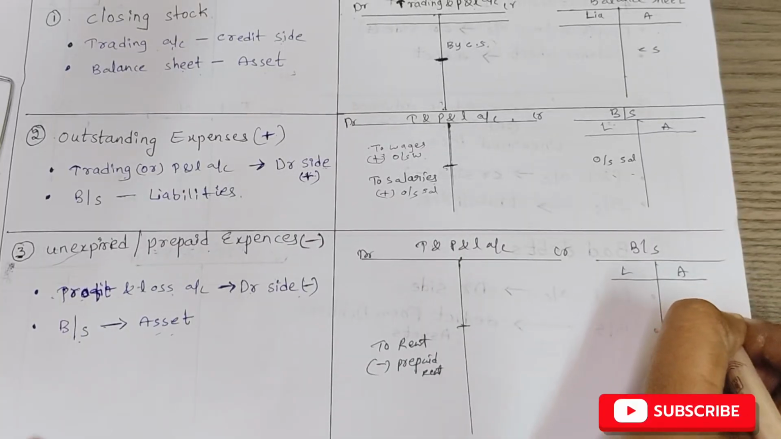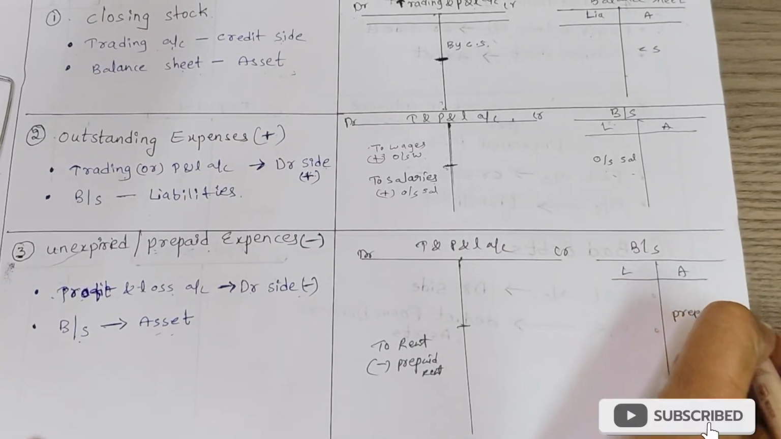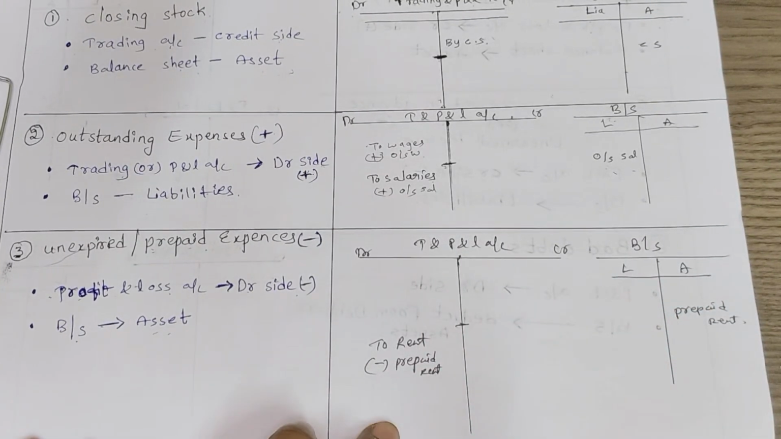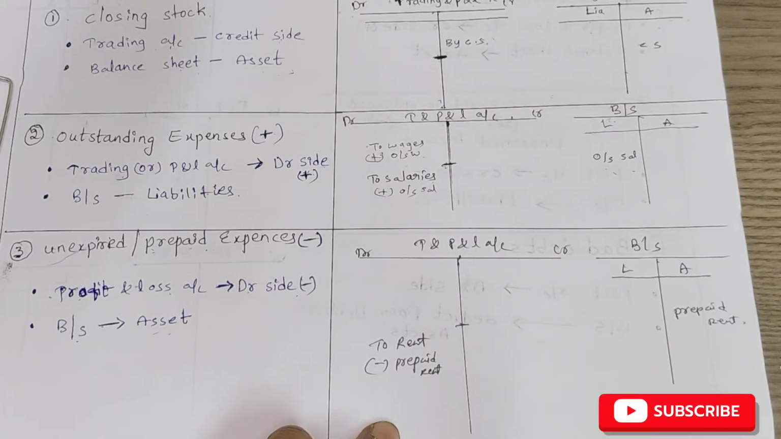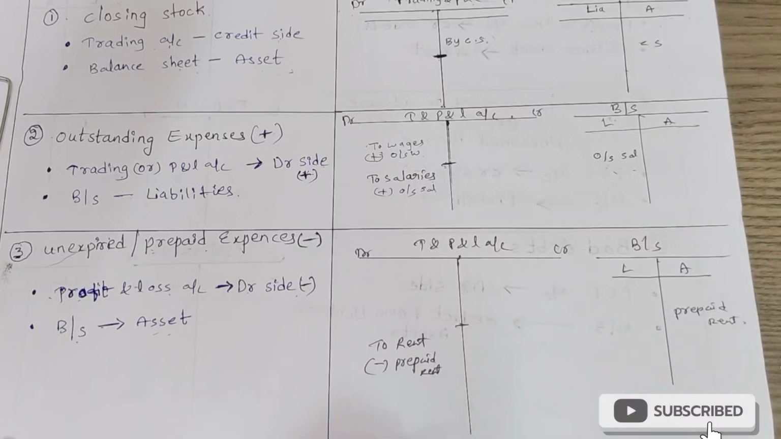Prepaid rent. Okay, so because the future expenditure we paid this year only, it's an asset. Okay.